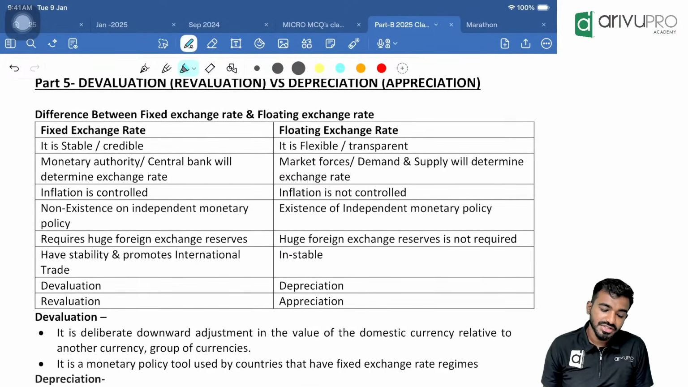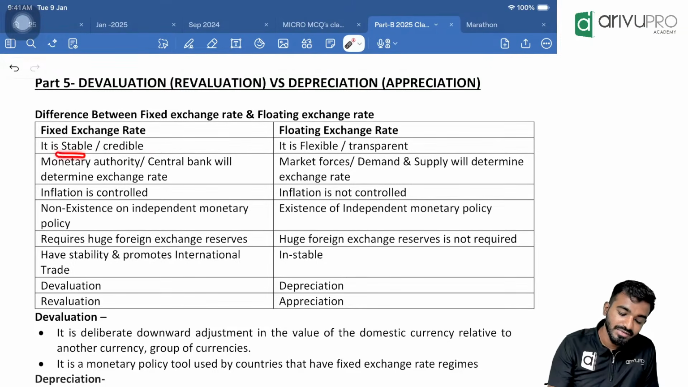Difference between fixed exchange rate and floating exchange rate. Fixed exchange will be stable and credible, but floating will be transparent. We need transparency more than stability. In a fixed exchange rate, the monetary authority or central bank will determine the rate, but here demand and supply, market forces, will decide it. In a fixed exchange rate, inflation is totally controlled.